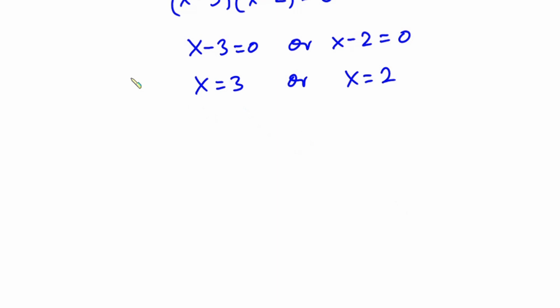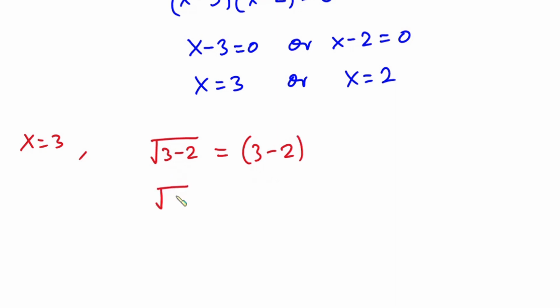Now let's go ahead and test these values. We're going to put these values into the original equation to see whether they satisfy the equation. So if x is equal to 3, we have square root of 3 minus 2 is equal to 3 minus 2. Now square root of 3 minus 2 is square root of 1, and 3 minus 2 is also 1. And square root of 1 is 1. So you can see the left hand side is equal to the right hand side. So we can say that x equals 3 is a solution to the problem.